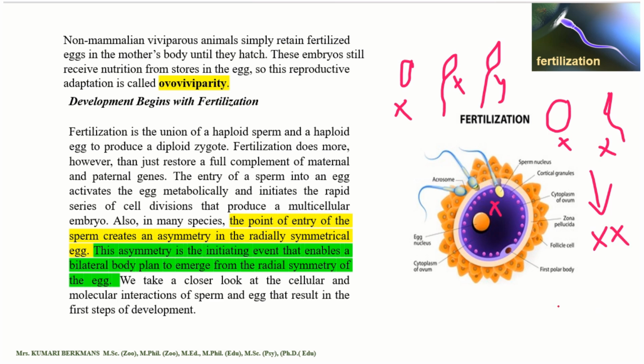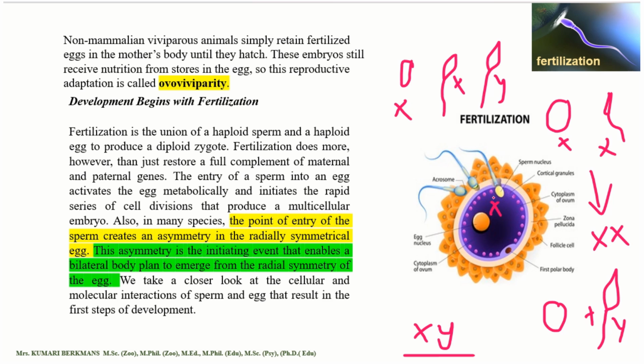If the ovum is fertilized by a Y sperm, then the baby is a boy baby. The boy baby possesses XY sex chromosomes. So that is what happens here.